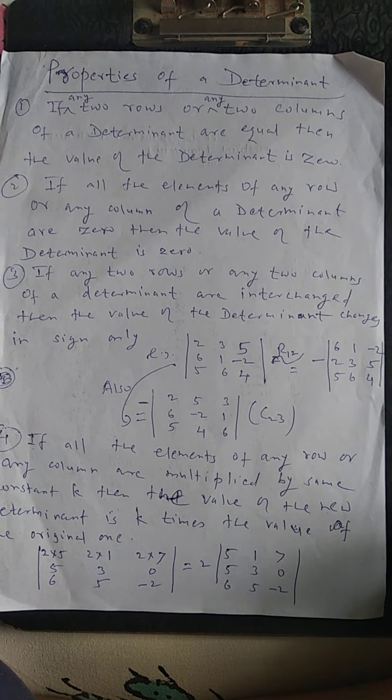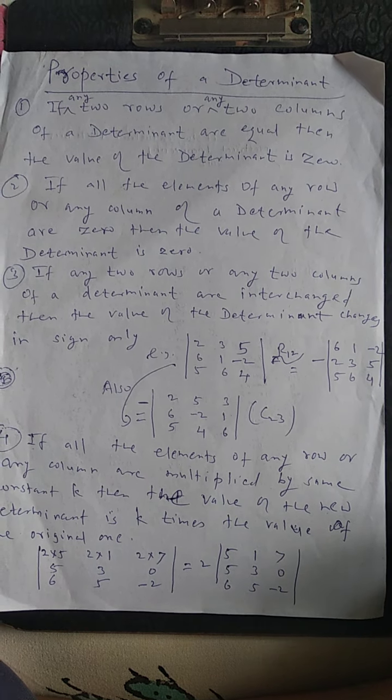The other meaning is like this. That 2 is common, so that 2 we can take out, or the value of this original determinant is 5, 1, 7, 5, 3, 0, 6, 5, minus 2, this value into 2. So if all the elements of any row or any column are multiplied by same constant k, then the value of the new determinant, this one is the new determinant, is k times, k is 2 here, k times the value of the original one. So this one is the fourth property.